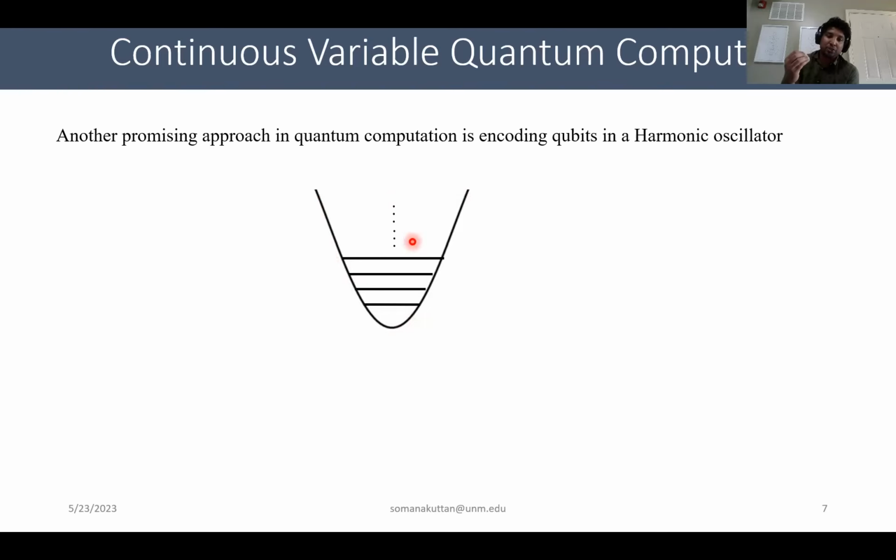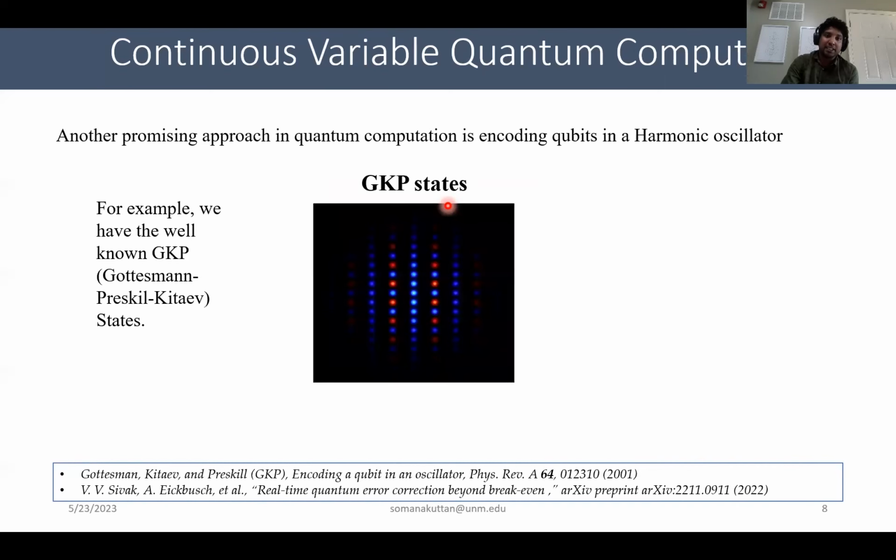So we basically encode a 2-level system into this infinite-level system. One of the most promising approaches within this idea is the GKP states, the Gottesman-Kitaev-Preskill states. They're actually grid states. This has also been experimentally demonstrated in the last year, where people have shown that we can achieve real-time error correction beyond break-even using these GKP states.